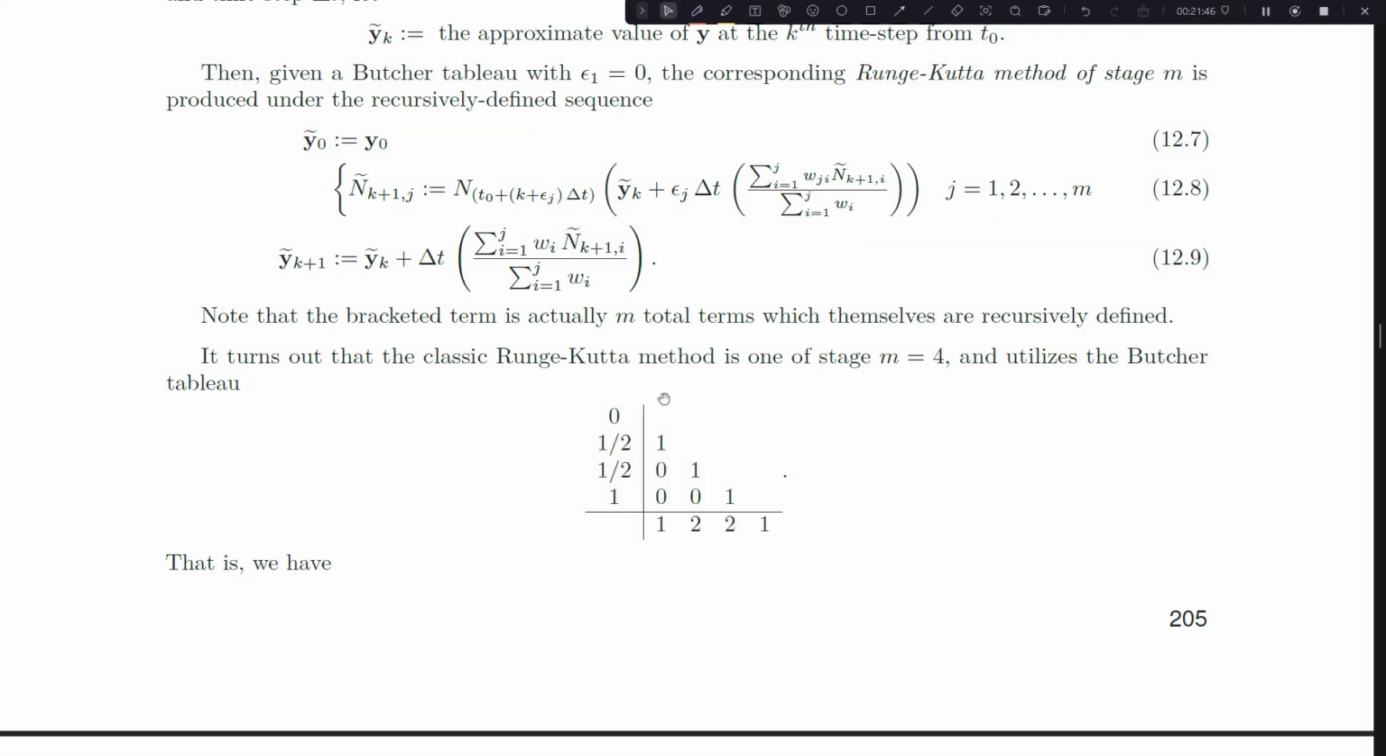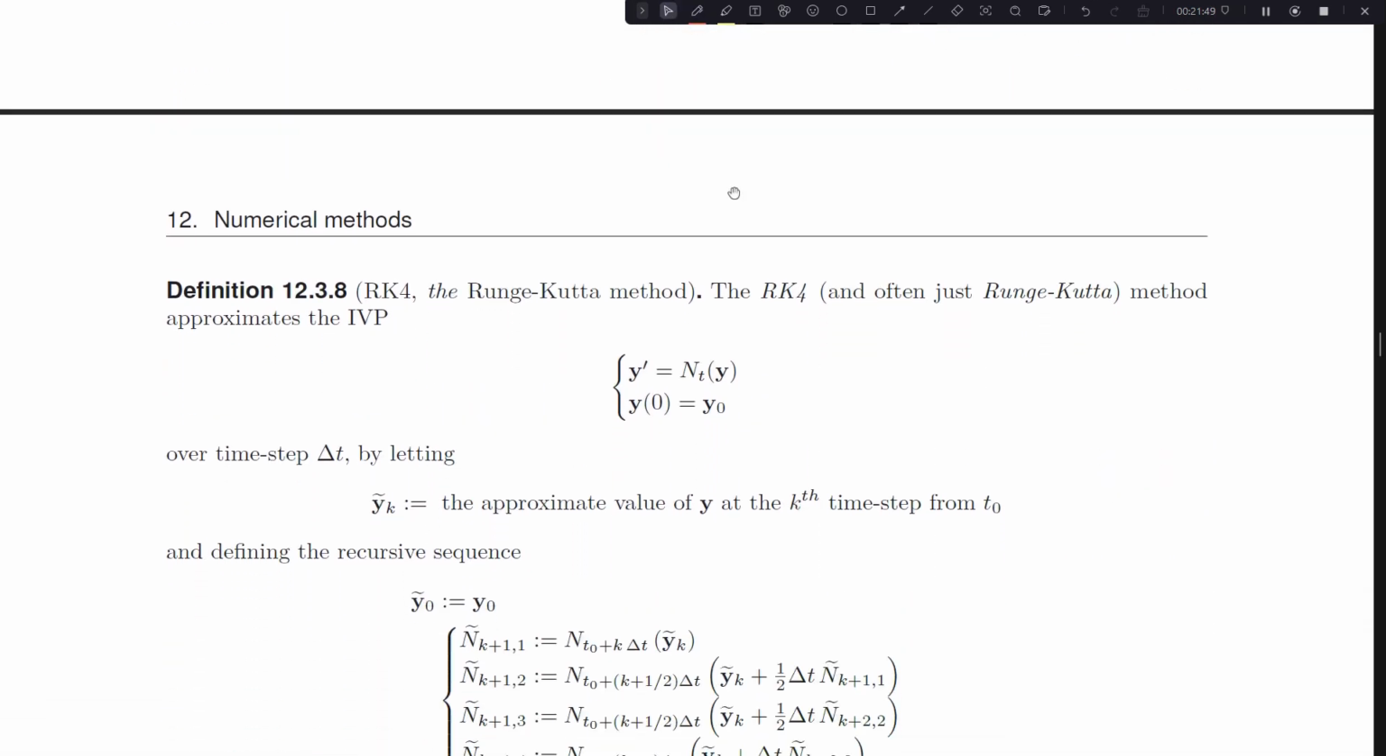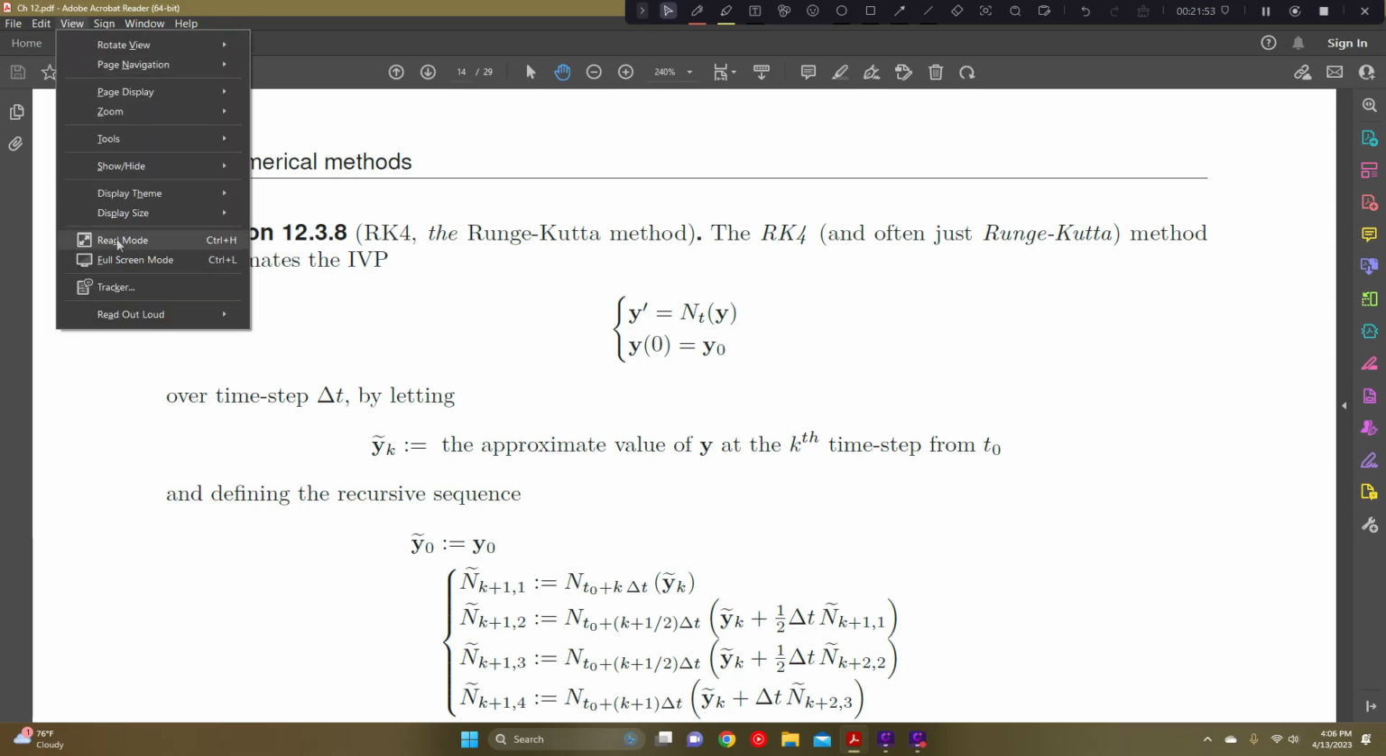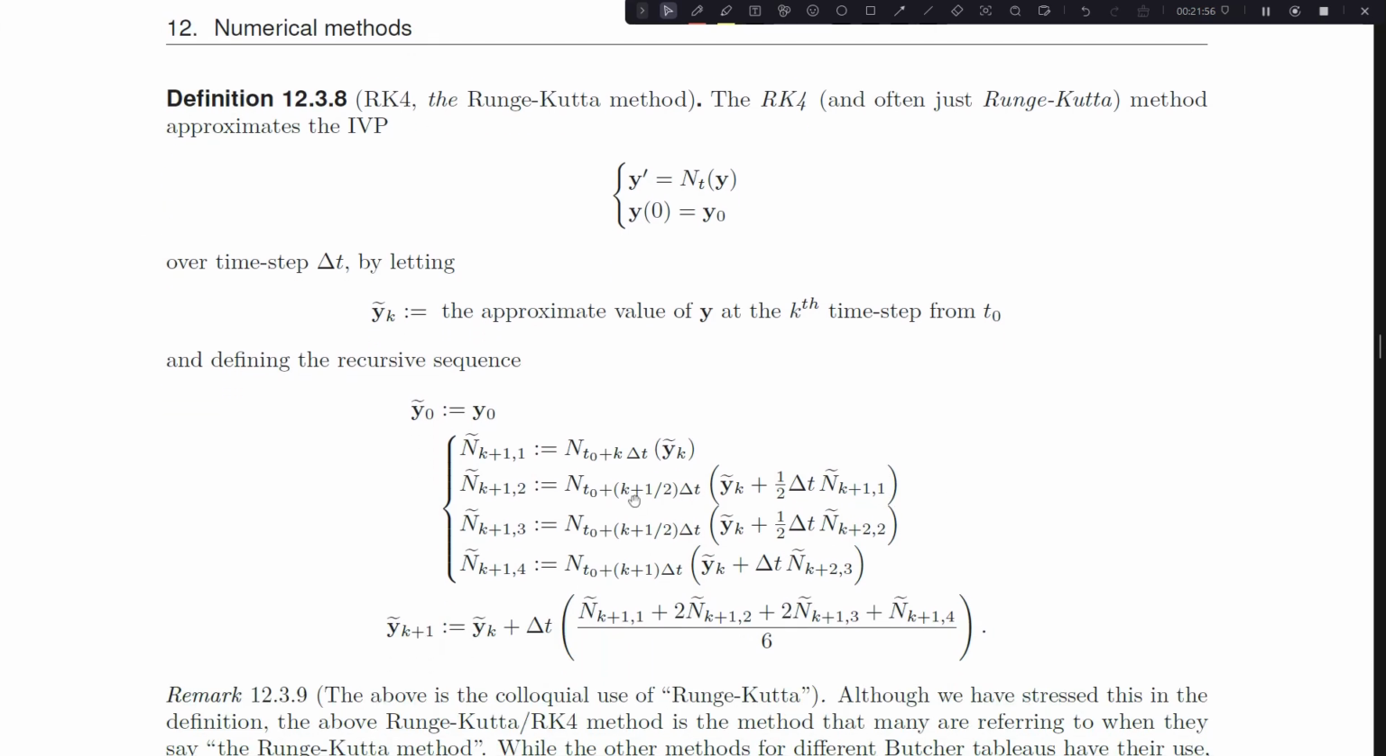And because it's so important, I actually provide that one for you. So the definition, RK4, the Runge-Kutta method. I provide that one for you, and I make it very clear what order you should be calculating everything in. What you do is you just start at y0 like we always do, and then at each time step we have 4 recursively defined approximations to n sub t. So at that specific time step, we're going to have 4 recursively defined approximations to n sub t. They're given by the following, right?